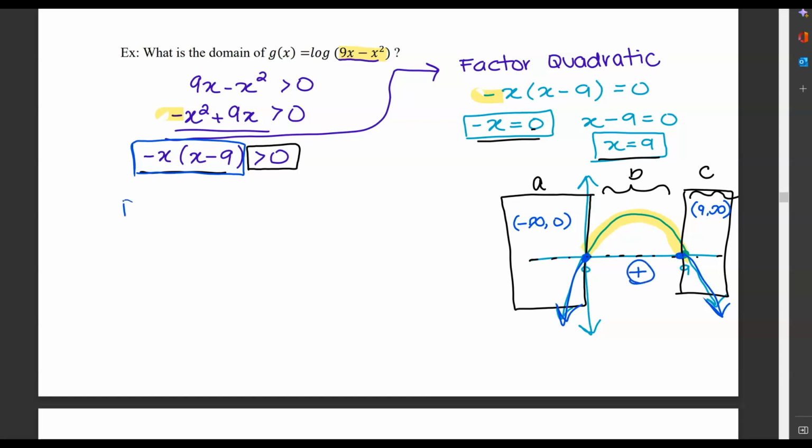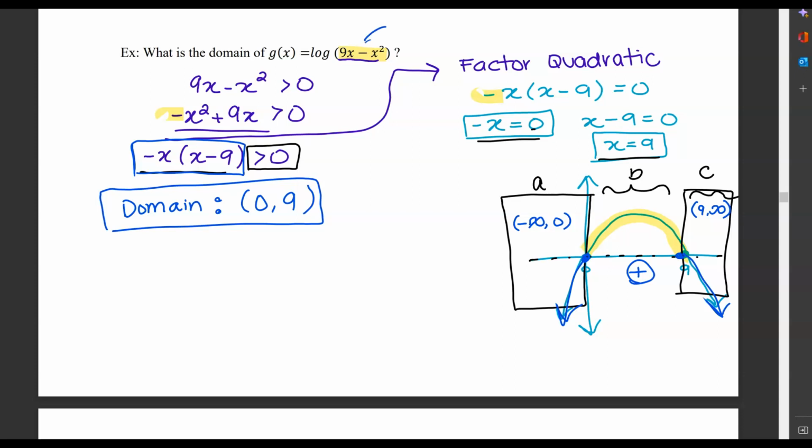So therefore, my domain is going to be (0, 9). Okay. And again, it goes because we set that inside to be greater than 0, and then we factored it, found the roots of that quadratic function, and then decided based off of the graph, right? And it's just a quick sketch from what we know about polynomial functions. Where is the function going to be positive, right? And we see that the function will only be positive between 0 and 9.